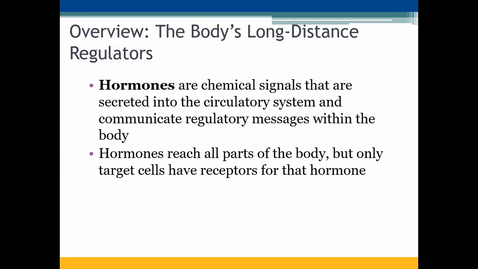So basically it's the body's long distance regulators. Hormones are chemical signals that are secreted in circulatory systems and communicate regulatory messages within the body. Hormones reach all parts of the body, but only target cells have receptors for those hormones. It means that hormones are the chemical substances which are produced, and they might work inside the cell or on the adjacent cells, or they can pour their secretion into the blood and go to distant areas or the target cells where they can work differently. So we have receptors for these hormones at different places, at different cells of the body.